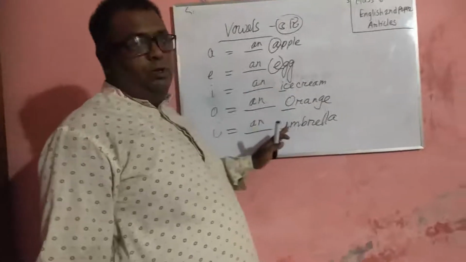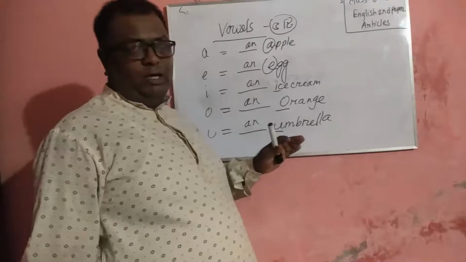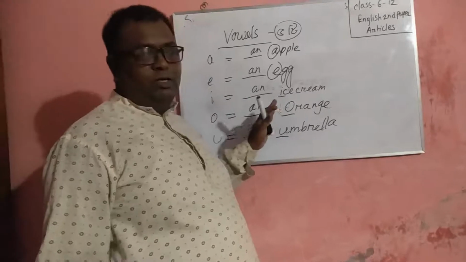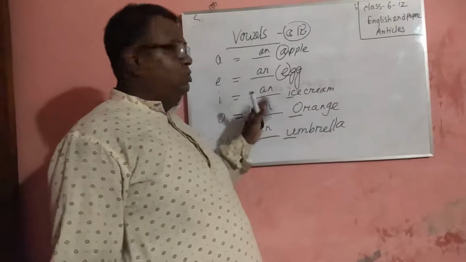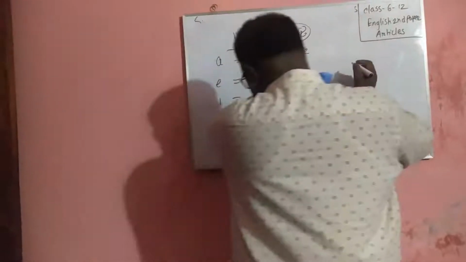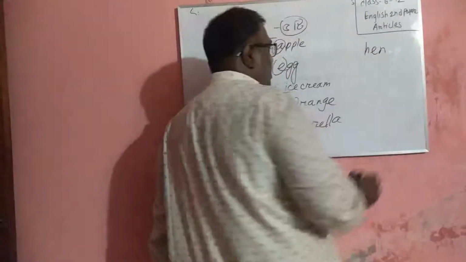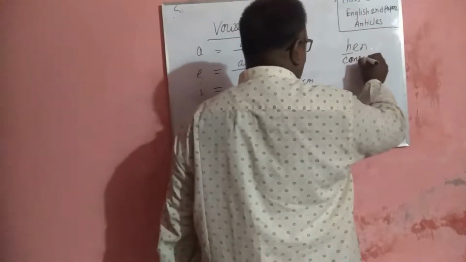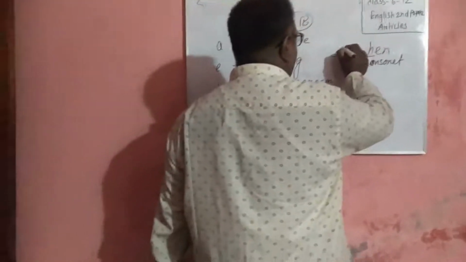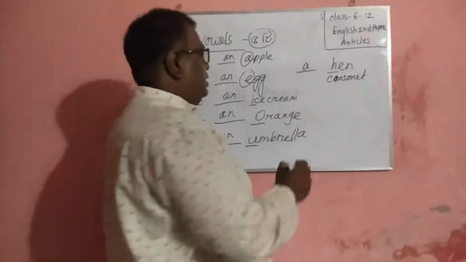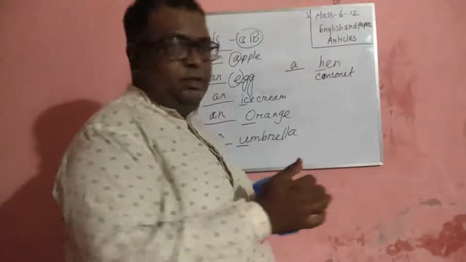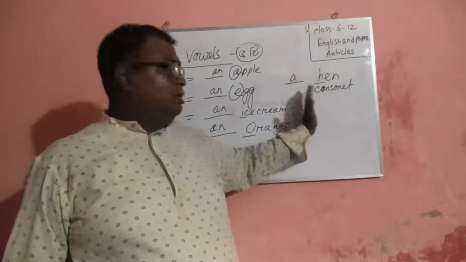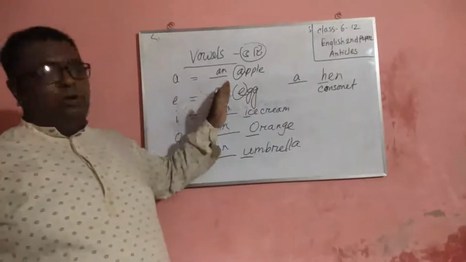We must be conscious when we use AN. We have to find out the word. If the word starts with a vowel or vowel sound, we use AN. And on the other hand, you see hen. The word hen starts with H, that is a consonant, so generally we use A here. The general idea is that if any word starts with a consonant, we use A, and if any word starts with a vowel, we use AN.